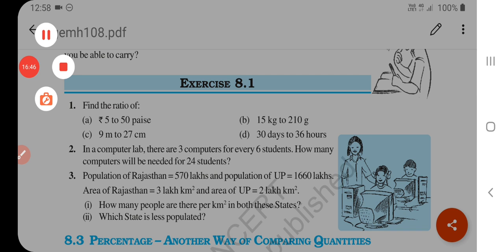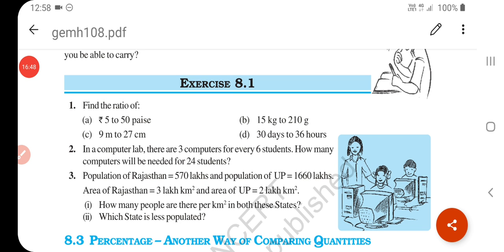Now question number 3: population of Rajasthan is 570 lakh and population of UP is 1660 lakh. Area of Rajasthan is equal to 3 lakh kilometer square and area of UP is 2 lakh kilometer square. So how many people are there per kilometer square in both these states? Okay, so how to find this? So what can you do?